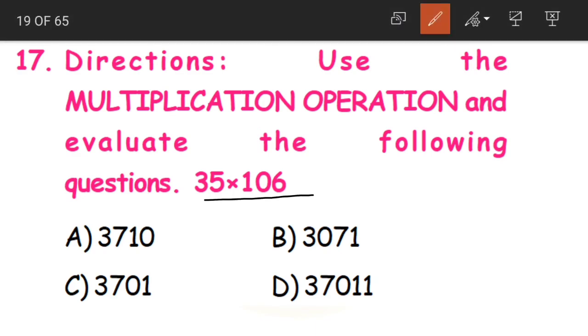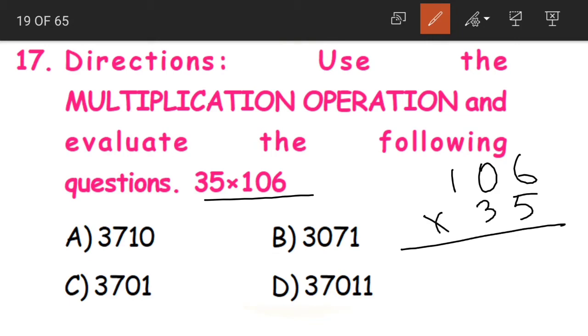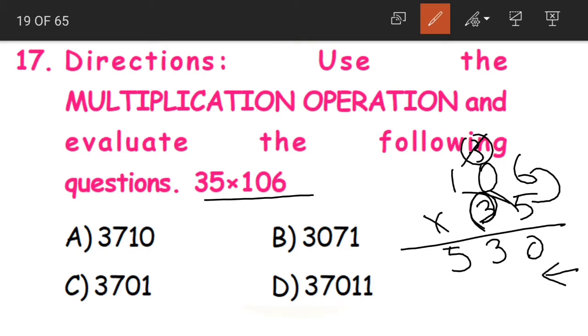Again multiplication is to be done here. 106 into 35. 5 6s are 30. 0 here, 3 carried. 5 zeros are 0 plus 3 becomes 3. 5 ones are 5. Now coming to the next digit, 3, a new digit, so new line.